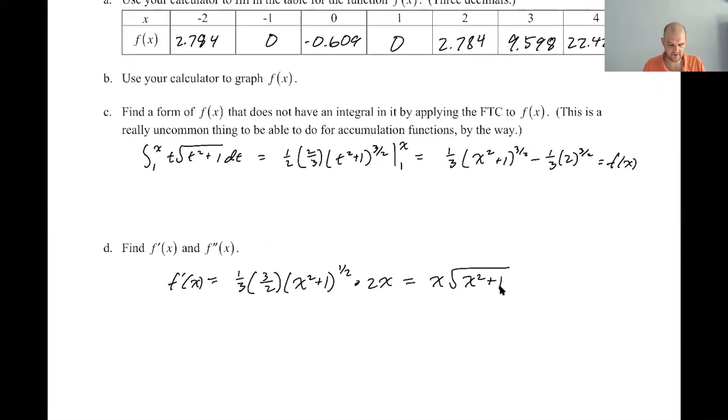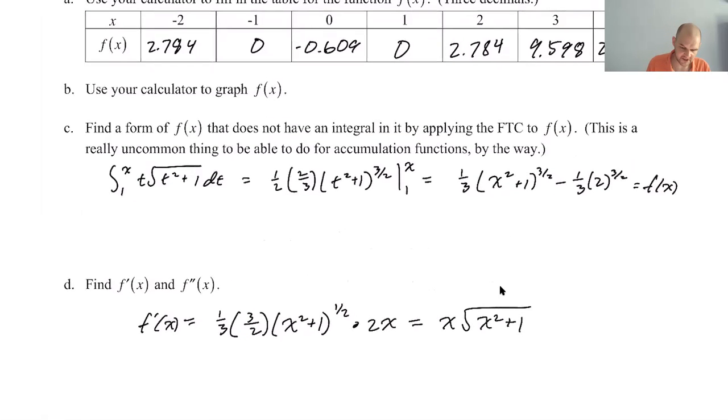I think you have. Look at the original function. The original function had this as the integrand, and this is the first derivative. Does that make some sense to you? That makes sense to me, because I'm integrating this to get the function. So if I take the derivative of what I found, I should get back to this. And that's what happened. It changed the variable from t to x, but that kind of makes sense to me.